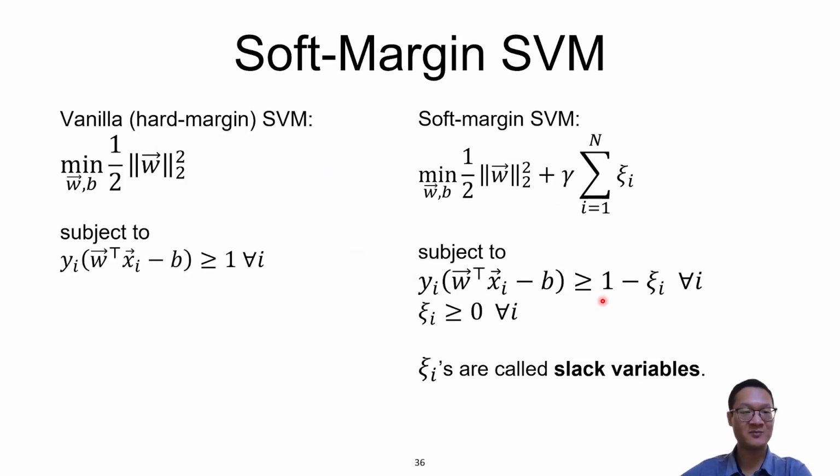Right, let's compare with the previous hard margin SVM, the normal SVM. There we required this to be greater than or equal to 1. Now we're going to relax things a little bit. For every data point, we allow some slack ξi, and all the ξi's are greater than or equal to 0. So let's simplify this optimization problem for the soft margin SVM.